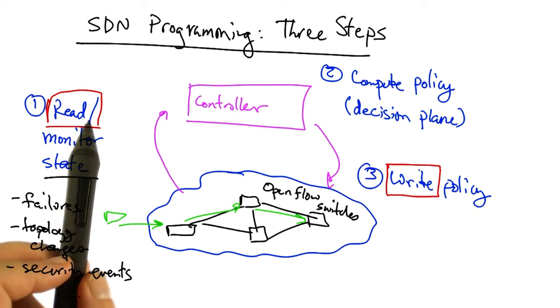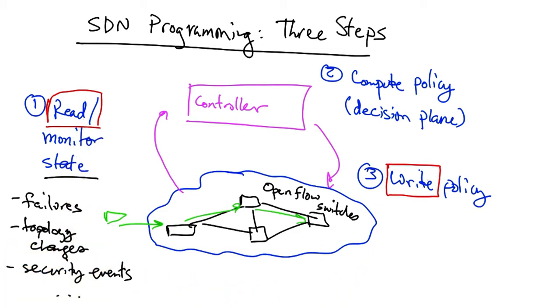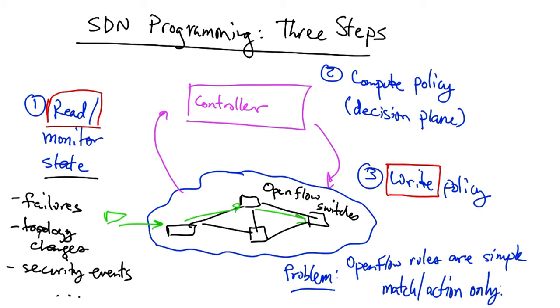Both reading and writing network state can be challenging because OpenFlow rules are simple match action predicates, so it can be very difficult to express complex logic with these rules. If we want to read state that requires multiple rules, expressing a policy that allows us to read such a state can be complicated without more sophisticated predicates.